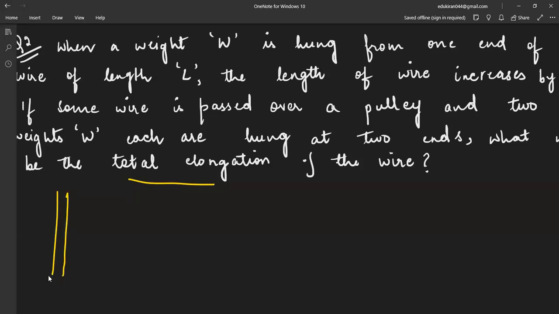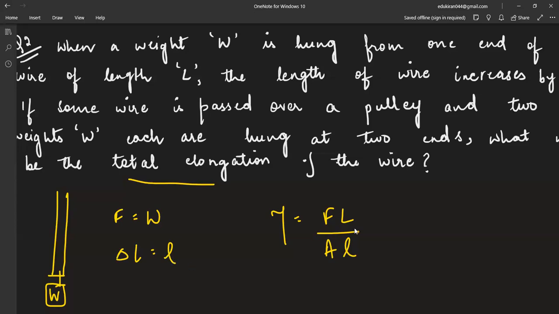See, if at the end of the wire weight W is hung, the force used over here is W, right? Now, when we are calculating the Young's modulus, it will be FL by A, and the change in length is small l, because the elongation is already given as l. So the actual formula will be W, because the force is given as weight, and delta L is l. So this becomes WL by A small l.